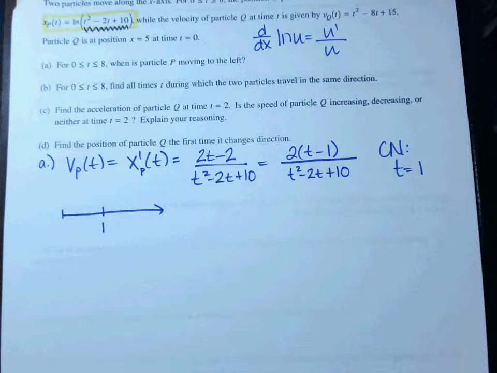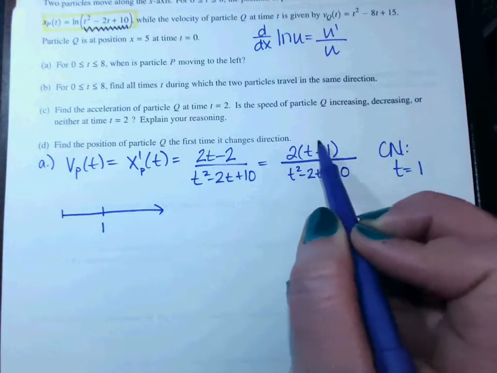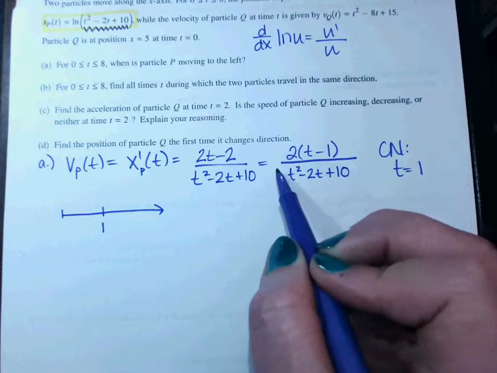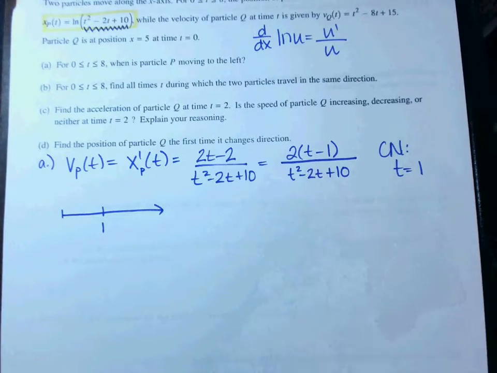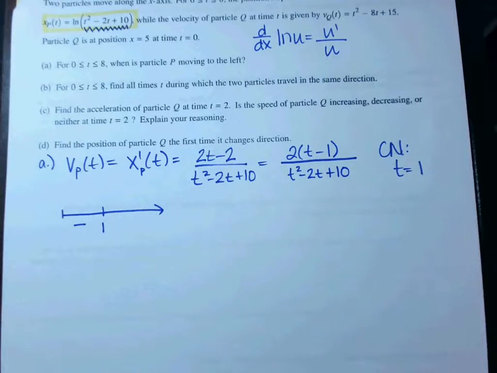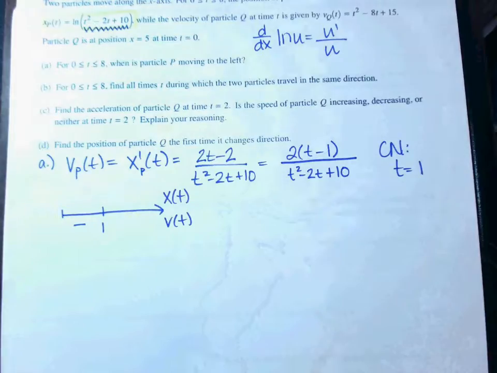1 is my only critical number. I'm going to plug in 0 because 0 is easy to plug in. So 0 minus 1 on top, what's the sign? Negative. And what's 0 plus 10 on the bottom? Divide a negative and a positive, what do you get? Negative. Now, remember in class sometimes we're lazy about these, but this is velocity, this is position.